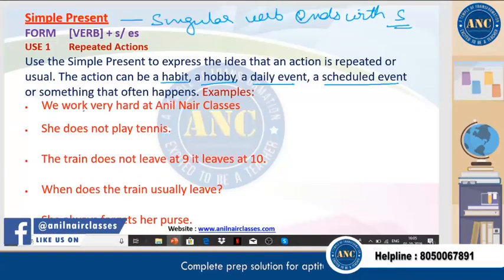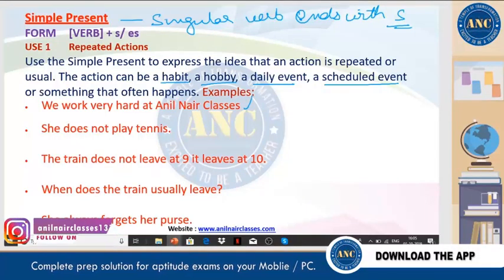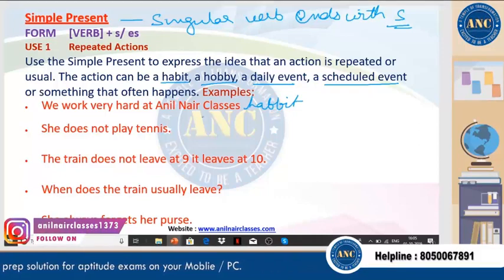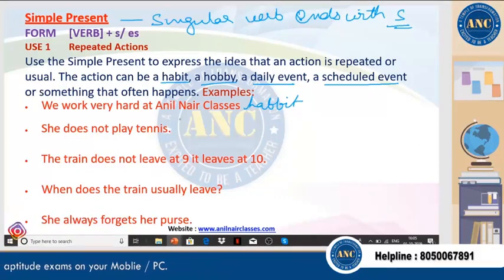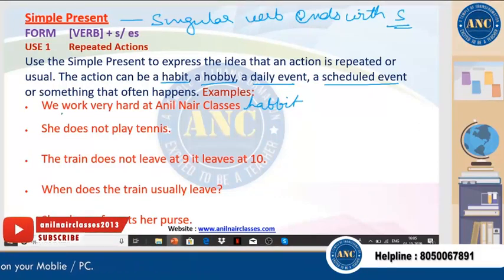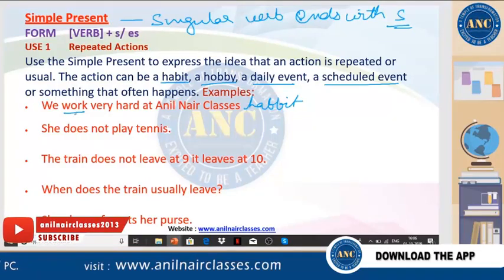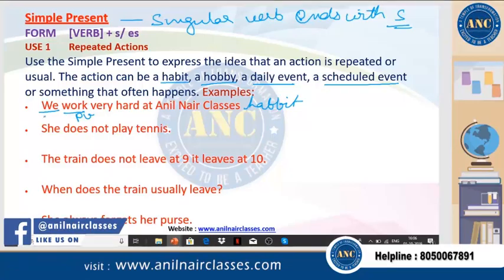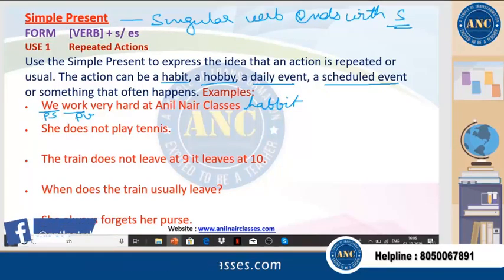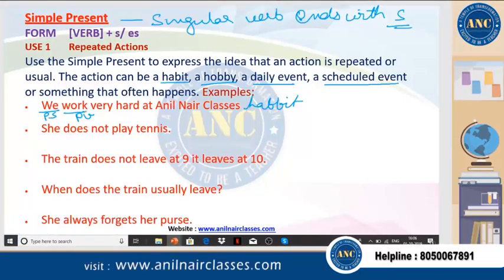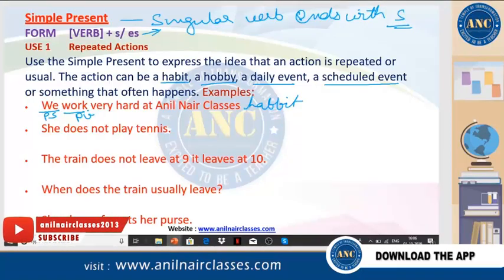Clear? Let's see. We work very hard at Anil Nair Classes. It's our habit, right? Once you join ANC, Anil Nair Classes, it will become your habit to work very hard. So, we work very hard. Work is the plural form of the verb in the present tense and we is the plural subject. So the subject-verb agreement is there, and since it is a plural verb, it's not ending with S. This S and ES goes for your singular verb, right?